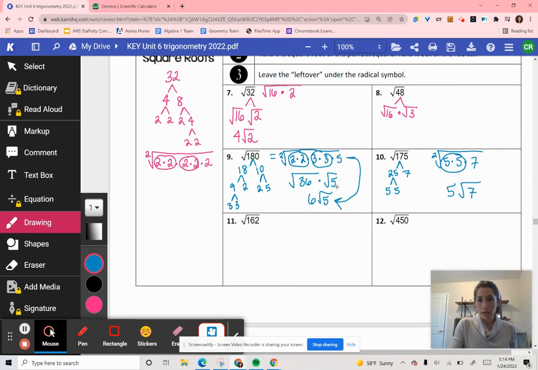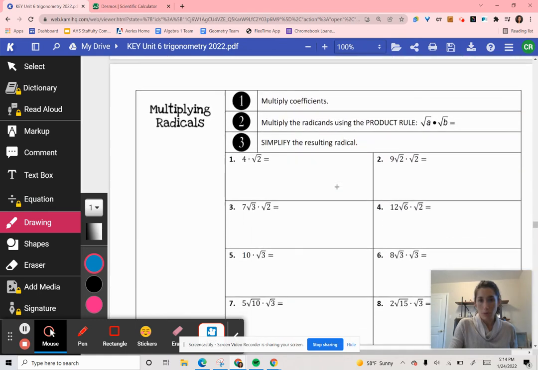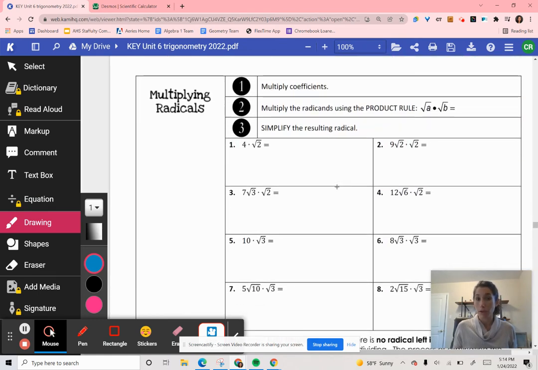Okay, and on the second page, what we're looking at is multiplying radicals with each other. So we have 4 multiplied with square root of 2. It's kind of like saying, what is 4 times x? Well, it's just 4x, right? We have a number, we have a variable. We want to kind of think of it as like terms. So 4 times square root of 2 is 4 root 2.